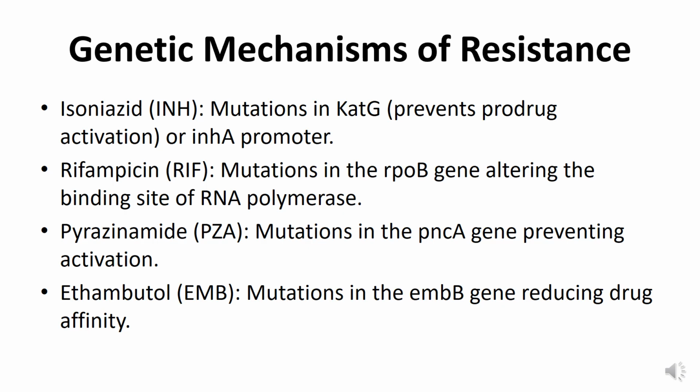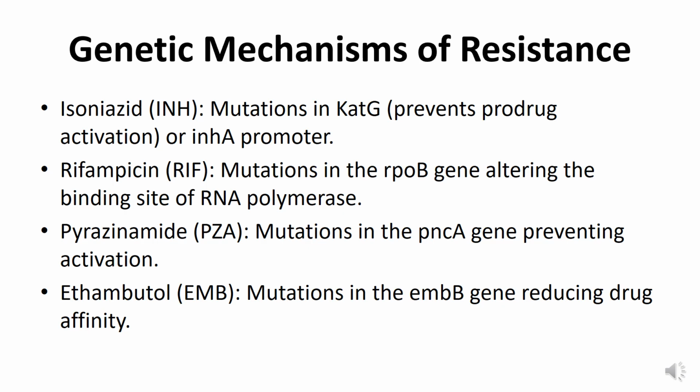Next is Rifampicin, one of the most important sterilizing agents in tuberculosis therapy. Rifampicin works by binding to the beta subunit of DNA-dependent RNA polymerase. This binding site is encoded by the rpoB gene. Mutations in the rpoB gene can alter the shape of the binding site. Think of it as changing the lock so the key no longer fits. Even if rifampicin is present, it can no longer attach effectively to the enzyme. Without binding, the drug loses its ability to block RNA synthesis.